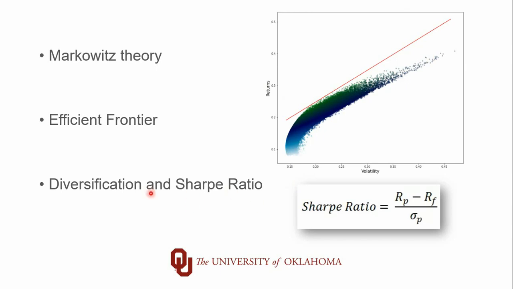Also, we have this concept of the Sharpe ratio. This is expressed in this equation here, where R_p refers to the expected return of the portfolio, R_f to the return obtained by a risk-free asset, and sigma_p is the standard deviation of the portfolio, that is the volatility.